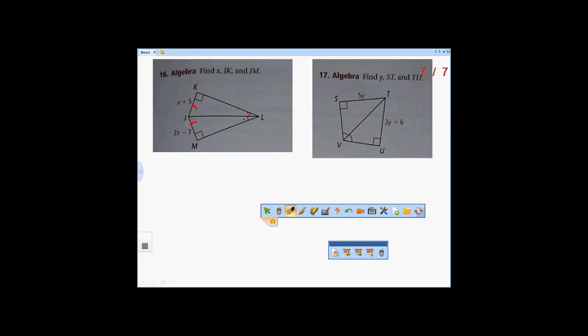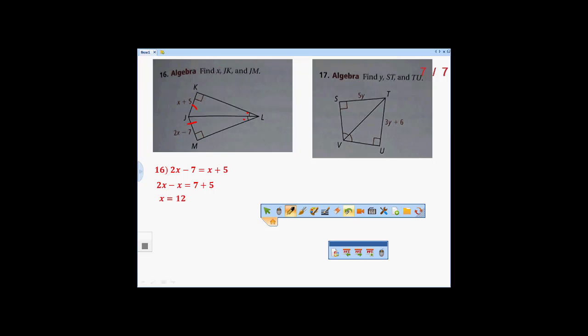So I can write like this: 2x minus 7 is equal to x plus 5. If I move x to the other side and the negative 7 to the other side, it will be 2x minus x equals 7 plus 5. I can solve this equation. It will be x is equal to 12. Now I find the value of x.